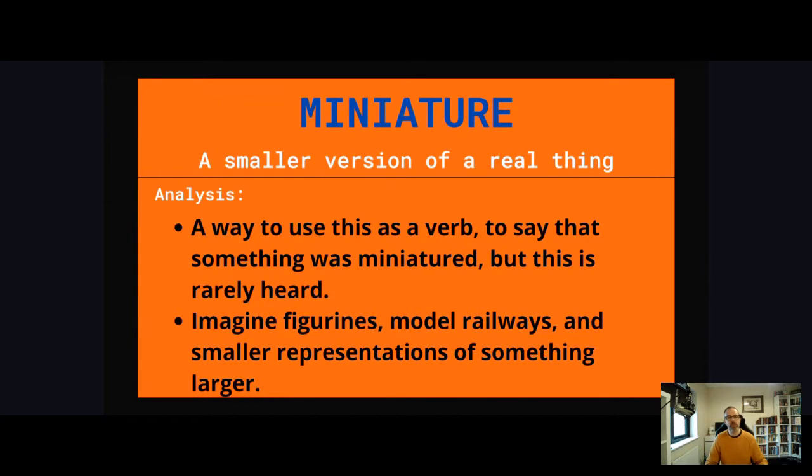This is a smaller version of a real thing. So there is a way you can use miniature as a verb to say that something was miniatured, but this is rarely heard. You won't hear people using that a lot. So think of figurines, model railways, small representatives or representations, of something larger.